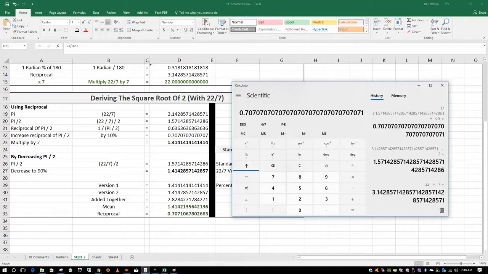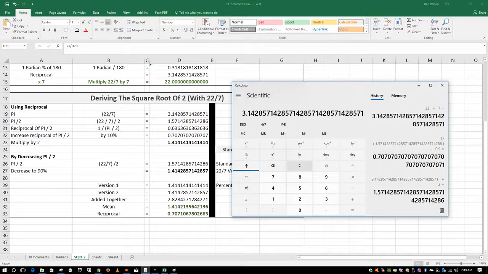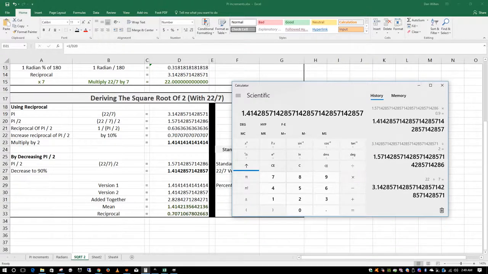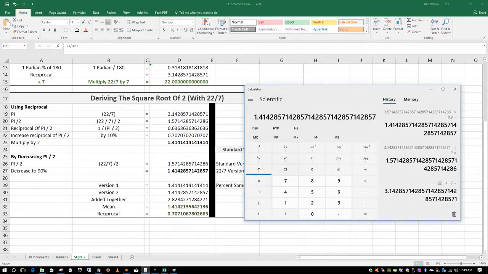The other way to do this, which is slightly different, is to take our pi over 2 value. So we'll take 22 divided by 7, divide by 2, and now we're going to decrease this by 10%. So we're going to multiply it times 0.9, and you notice we get 1.42857, which is the sevenths, right? Okay, so let's take that number, and we're going to clear the memory and add it, and then we're going to grab our other one.